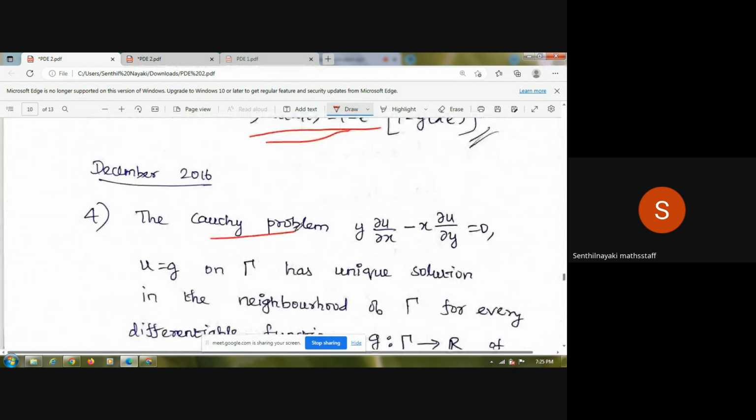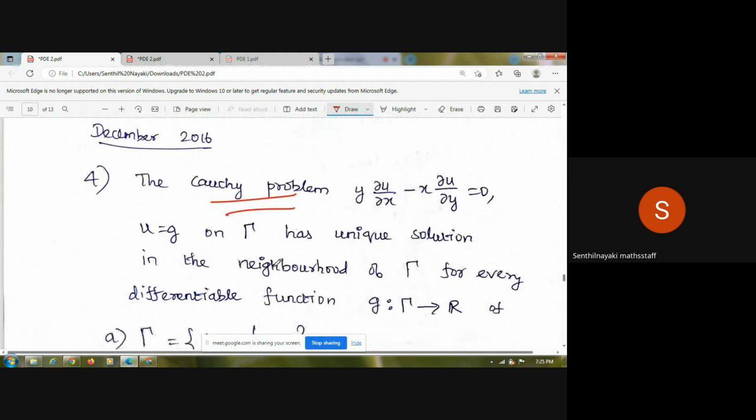This is a big problem in the Cauchy type of questions. We will discuss this problem in the next class. In the next class, we will discuss the classification of PDE and the solution procedure for higher order PDE.